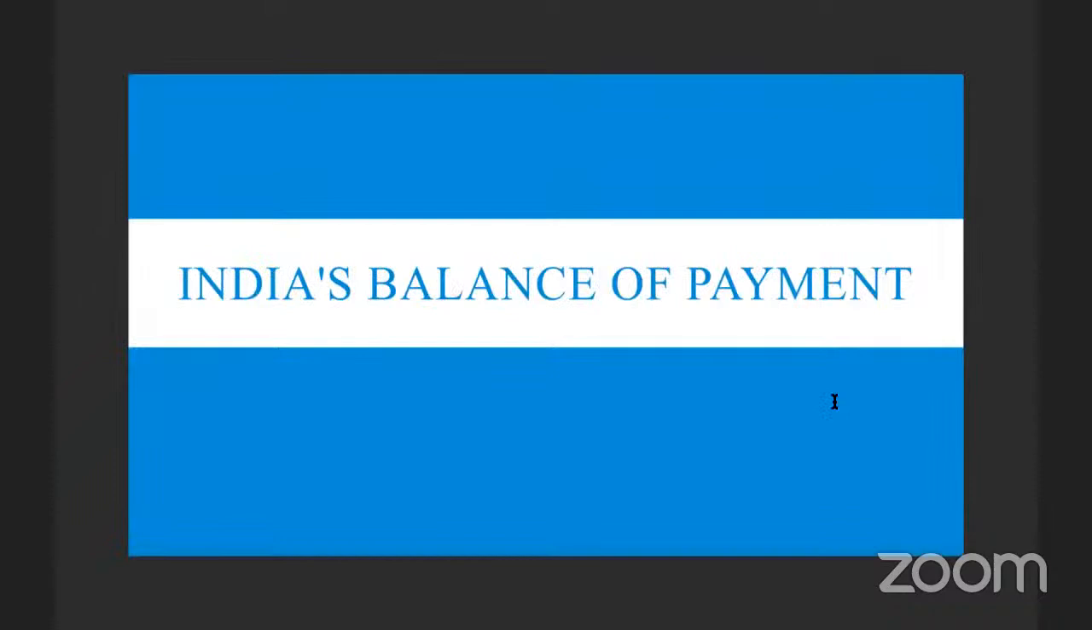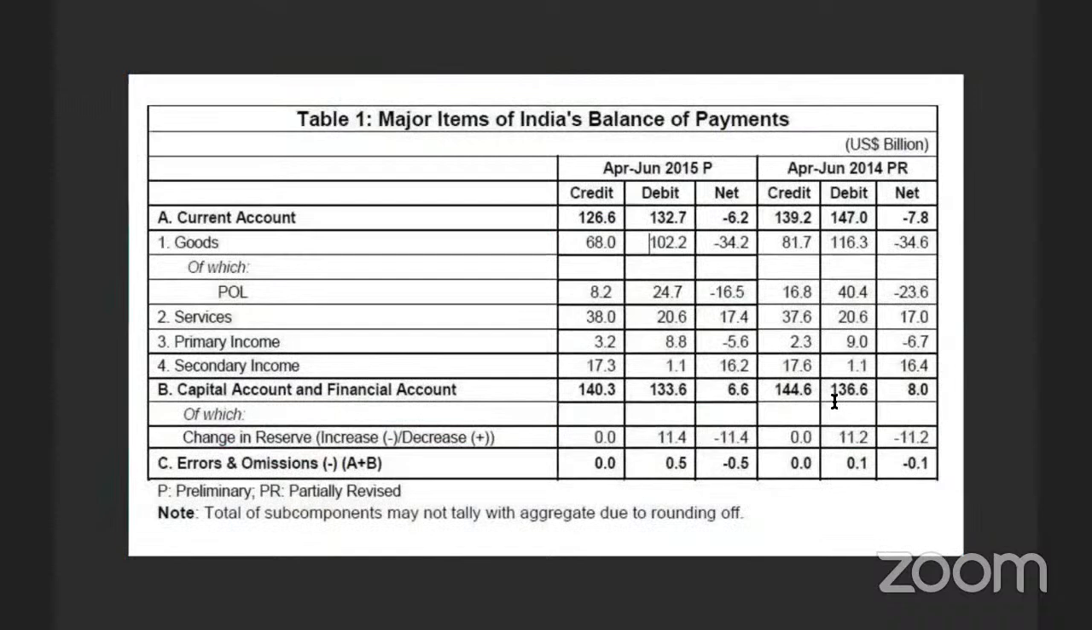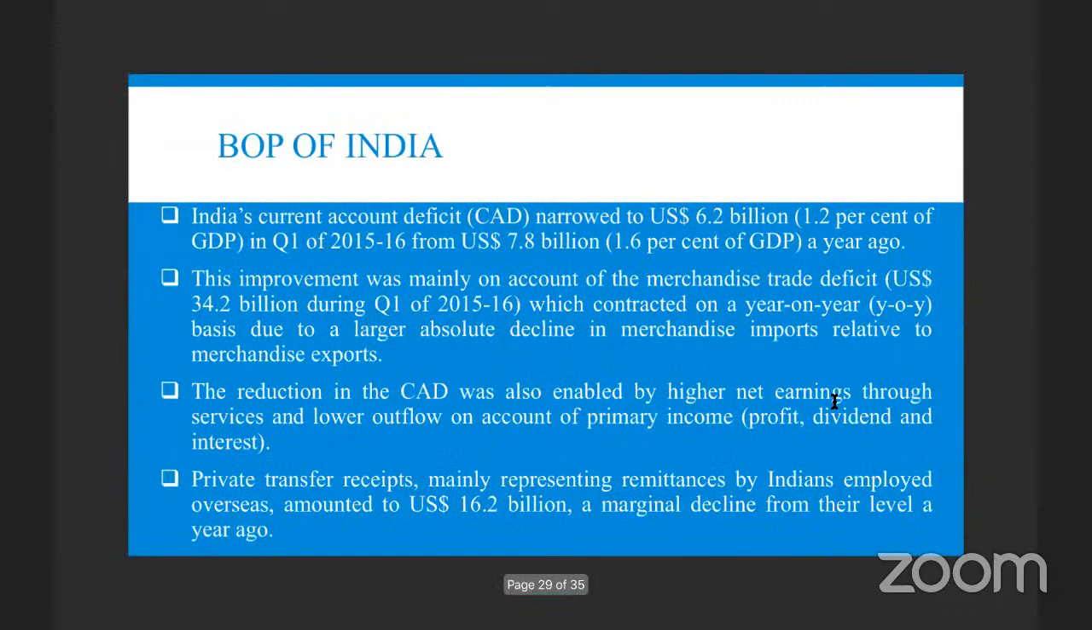Now let's look at India's balance of payment. This is because such a country requires import of machines, technology. Look at this. This is the balance of payment for India. You have the current account, services, primary income, and secondary income.